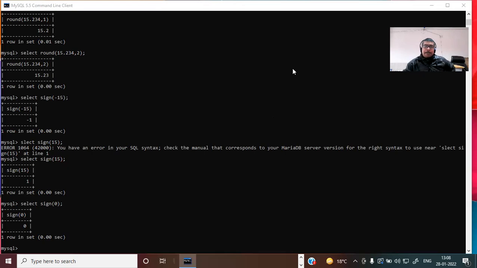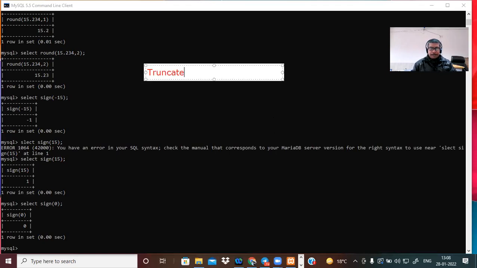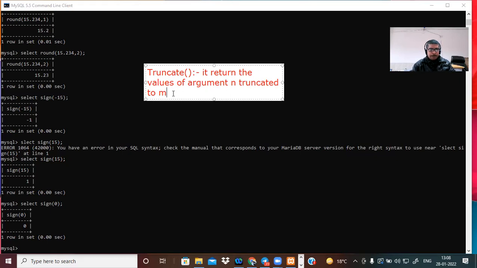Okay children, first see what truncate means: it means to remove. Let me write here what the use of truncate is. Truncate returns the value of argument n truncated to m decimal points.